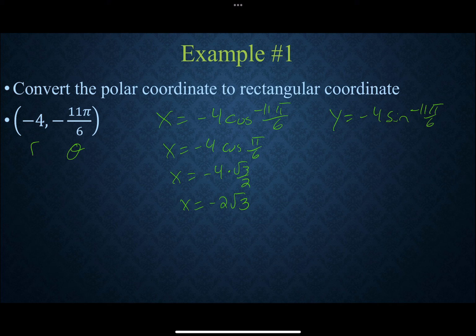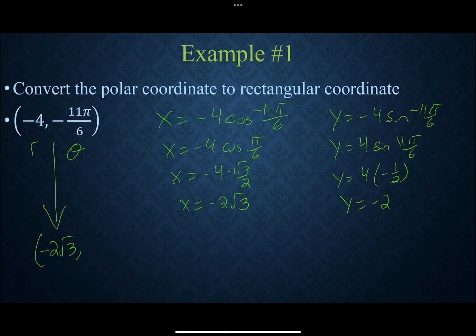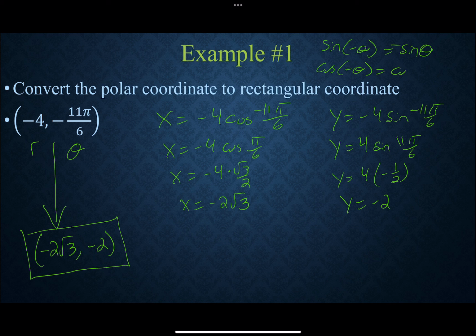So I'd worked with a coterminal angle with the first one, so the other option, when it's a negative angle, is to remember your negative angle identities, where I can pull the negative out from the sine. This becomes positive 4 sine of 11 pi over 6, which would be a negative 1/2. So we get negative 2 for y, so this into rectangular form is negative 2 root 3, comma negative 2. So again, you're welcome to use your negative angle identities. Just remember that sine of negative theta is negative sine theta, whereas cosine of negative theta would just be cosine of theta. The negative angle for cosine just cancels out because it's an even function.